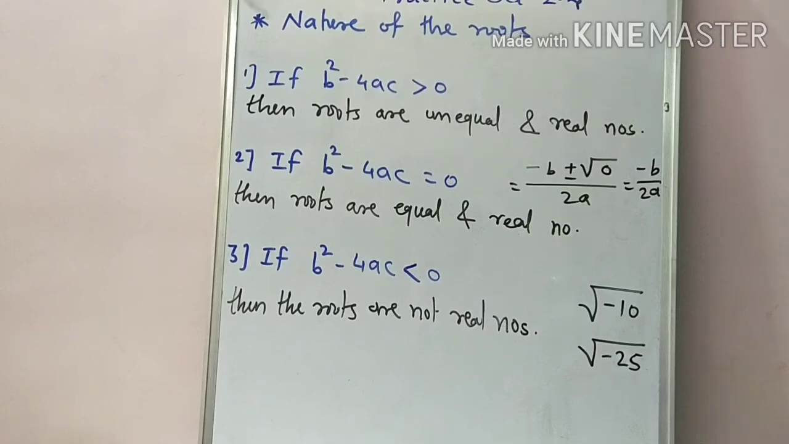So for a one mark question, the example asked in the exam is: determine the nature of the roots. So using the discriminant value, you verify that value and you can write down the nature of the roots.